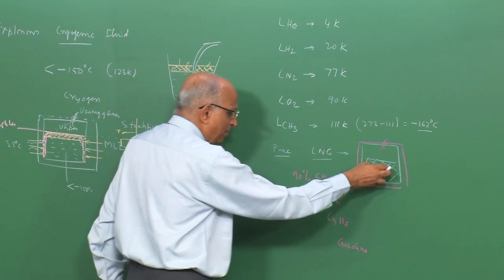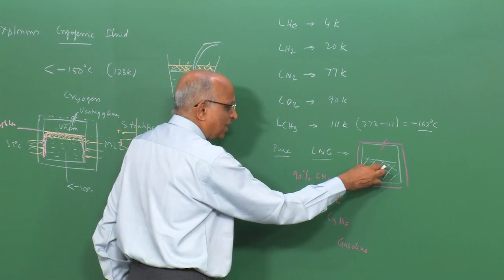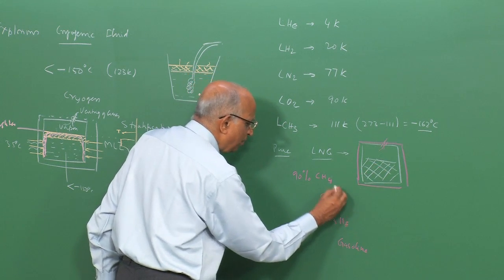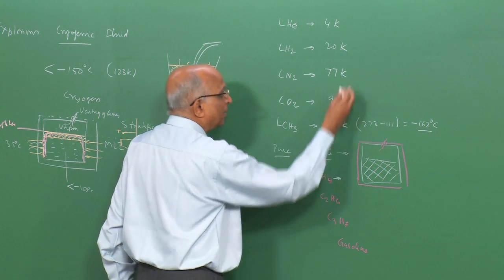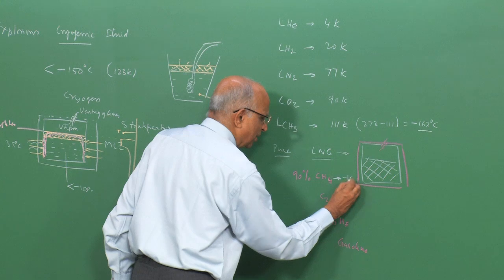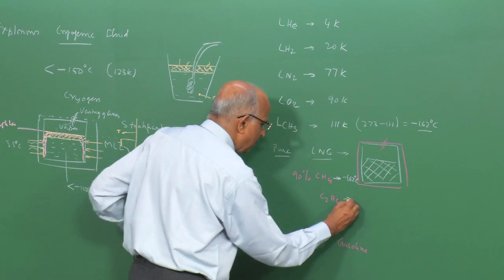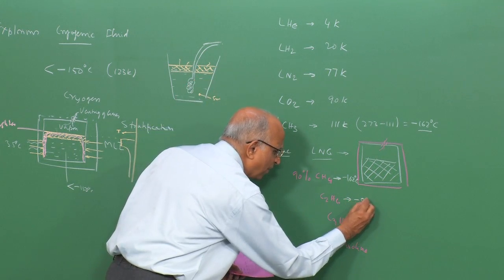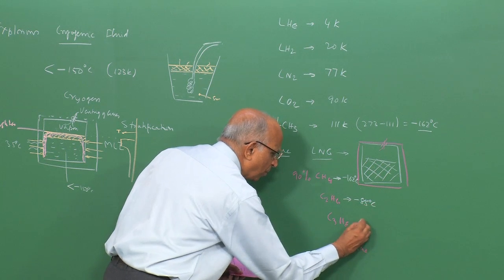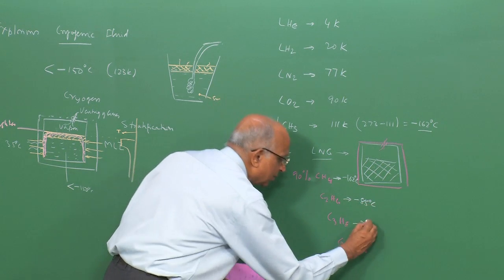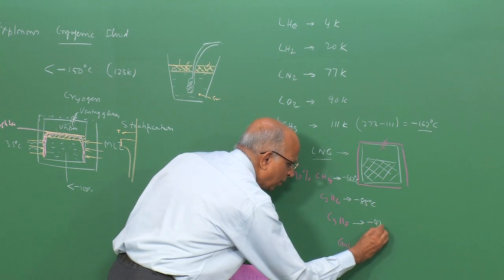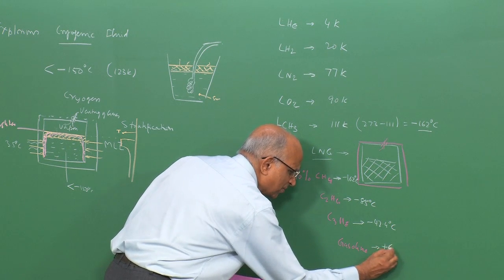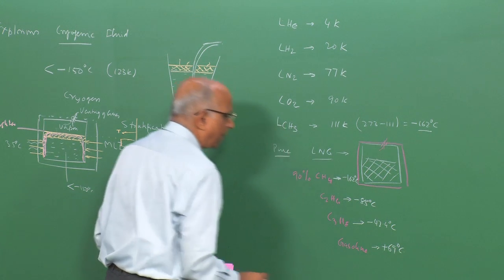At this temperature, maybe the ethane contained over here is also a liquid, propane is a liquid, but the boiling point of methane is minus 162 degrees centigrade. Of ethane, the boiling point is something like minus 85 degrees centigrade. For propane, the boiling point is minus 42.4 degrees centigrade, and for gasoline, it's something like plus 69 degrees centigrade.